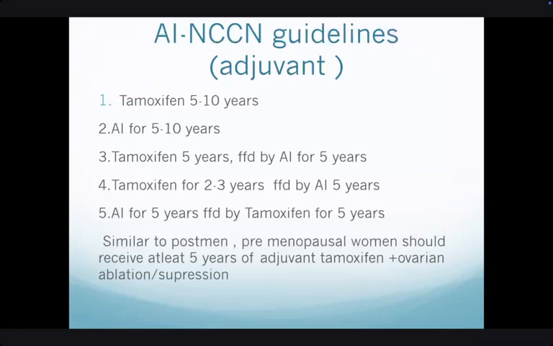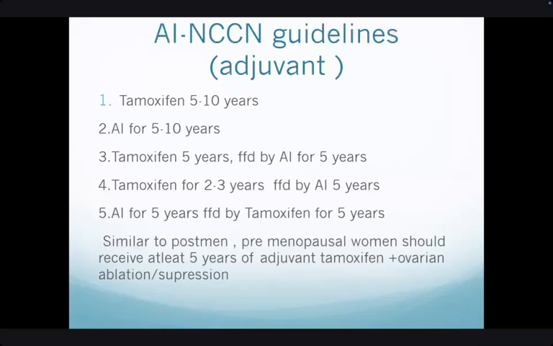Similar to postmenopausal women, premenopausal women should receive at least 5 years of adjuvant tamoxifen with ovarian ablation or suppression. If we use it for premenopausal women, these women should be examined for their menopausal status after 5 years of therapy. If they are menopausal after this period, then they're given a choice to either stay on tamoxifen or be changed to aromatase inhibitors. In early stage disease, they can stay on tamoxifen for 10 years. This is for both peri- and premenopausal women.